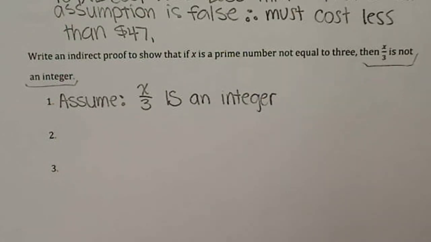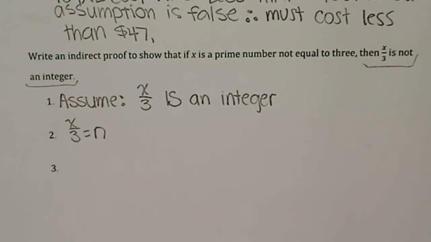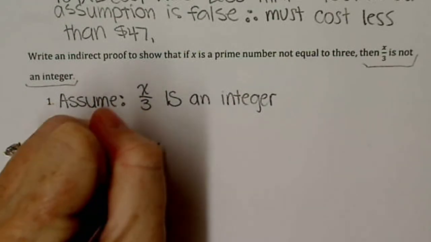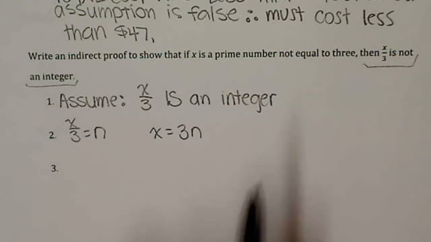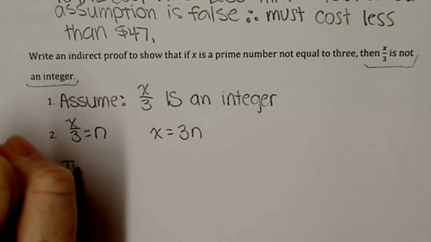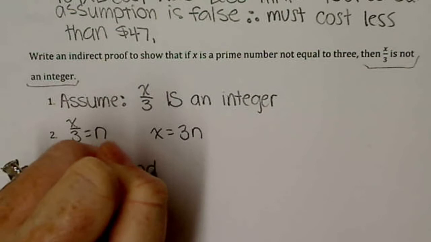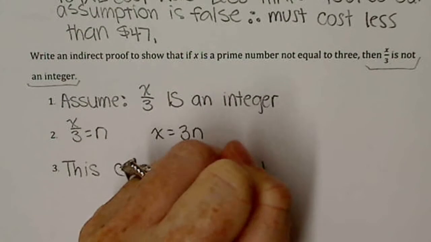Step number 2 is we need to come up with logical reasoning. Since I'm talking about an equation, x over 3 has to equal a number. Well, what will x equal? If I solve for x, x is 3 times a number. If x is 3 times a number, can x be prime? Nope. So therefore, this contradicts our statement that x is prime.